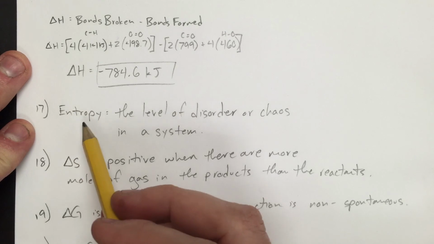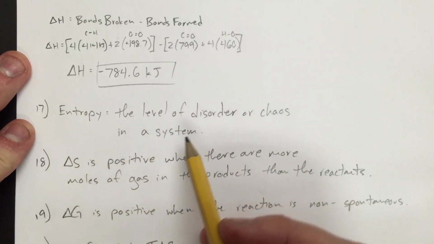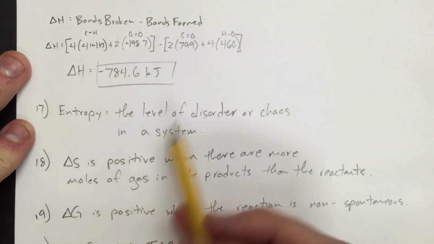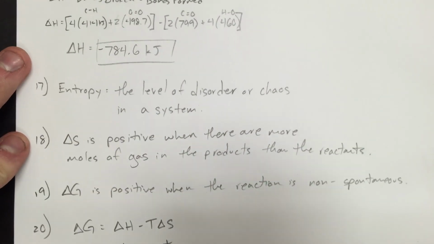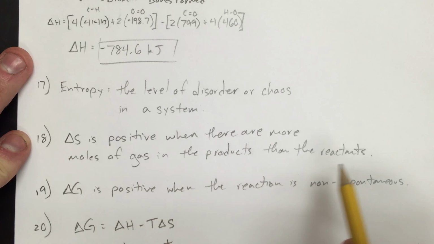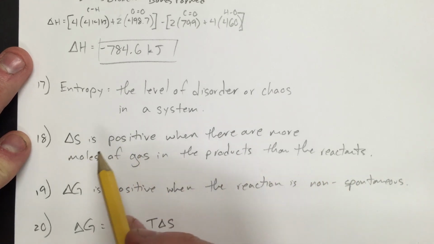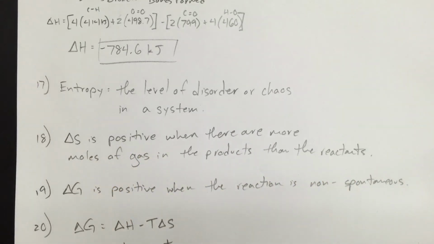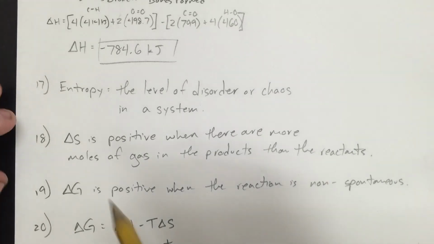All right, number 17, entropy, the level of disorder or chaos in a system. So that's the definition of entropy. Number 18, delta S is positive when there are more moles of gas in the products than there are in the reactants. That's the only thing we know so far that makes delta S anything. Look for the moles of gas, whether it's in products or reactants, then you can know whether the delta S is positive or negative.